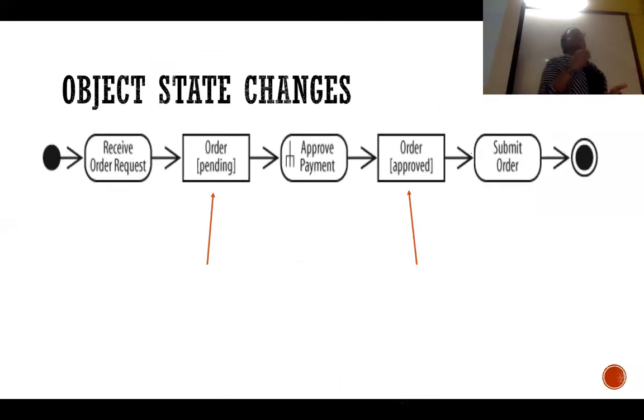Another thing that you can represent within an action, within an object, is the state of the object. And again, we use square brackets to indicate the state of an object. So in this one, you can see at one point the order has a pending state, at another point the order has an approved state.